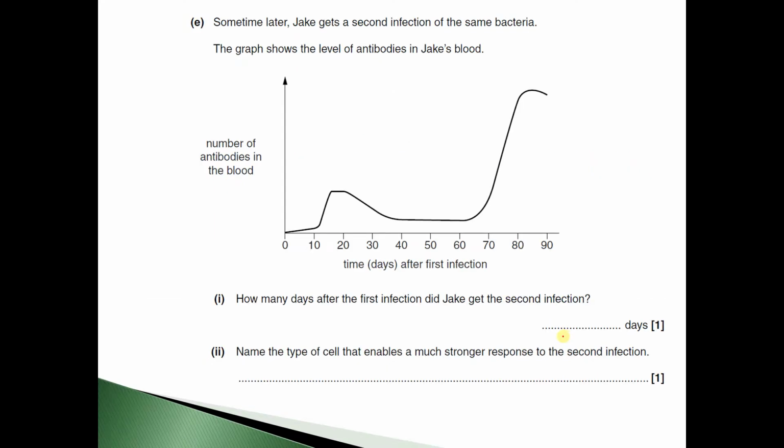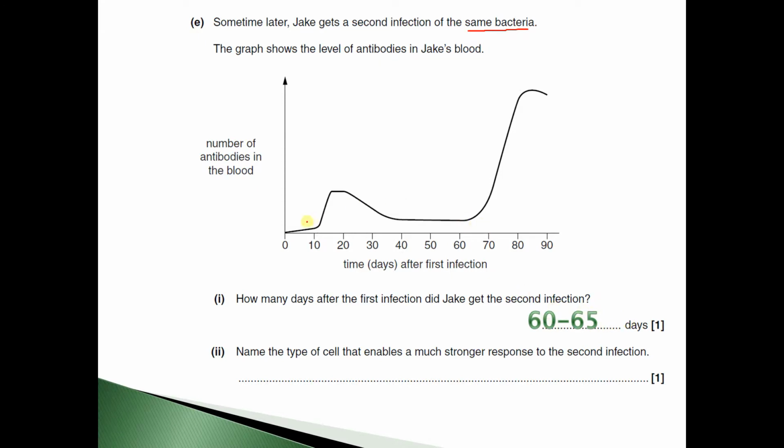Part E. Sometime later, Jake gets a second infection of the same bacteria. Earlier it said it's the first time he got the bacteria, and this is a later case of when he gets the same bacteria again. The graph shows the level of antibodies in Jake's blood, with the number of antibodies in blood on the y-axis and time after the first infection on the x-axis. So how many days after the first infection did Jake get the second infection? Well, here the number of antibodies suddenly skyrockets, so we would expect that to be about 60 to 65 days.